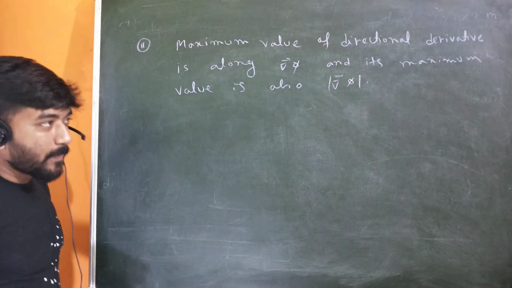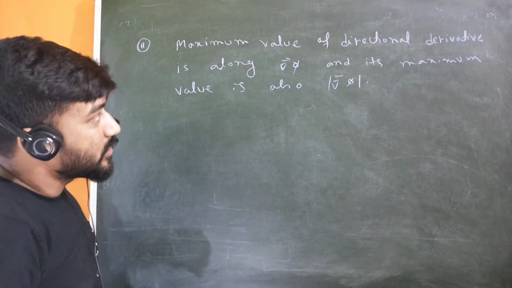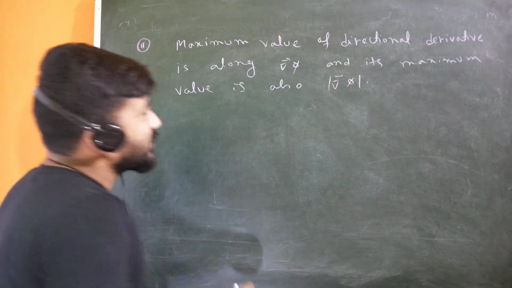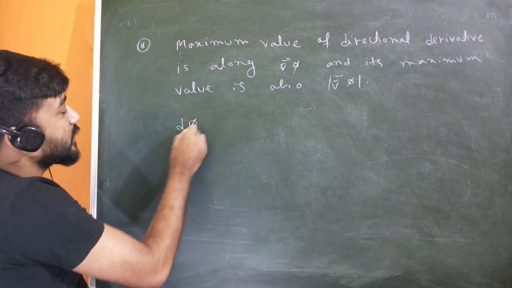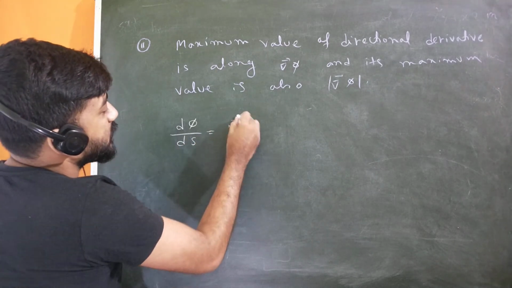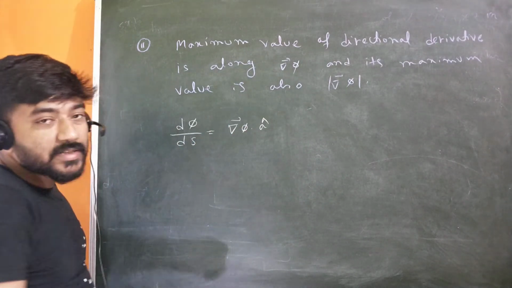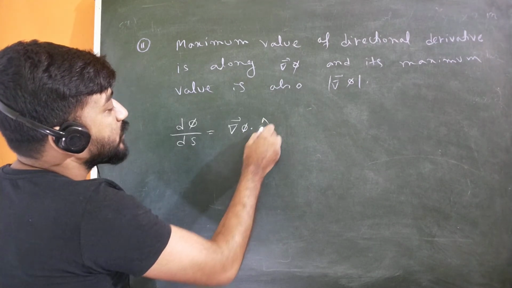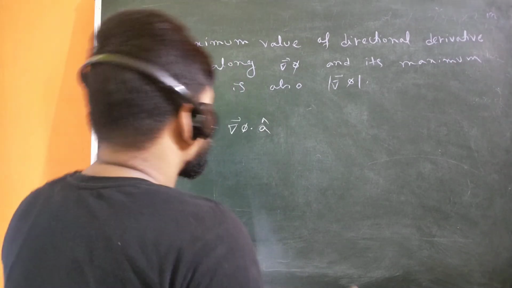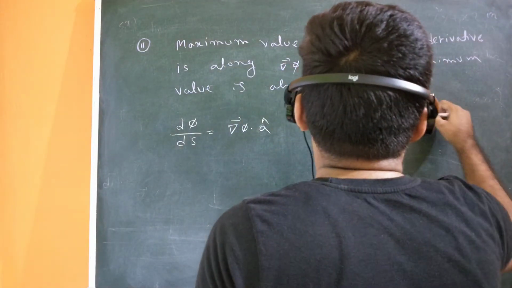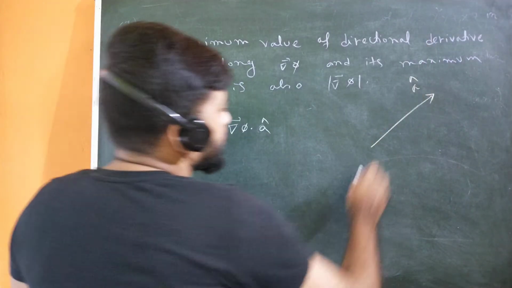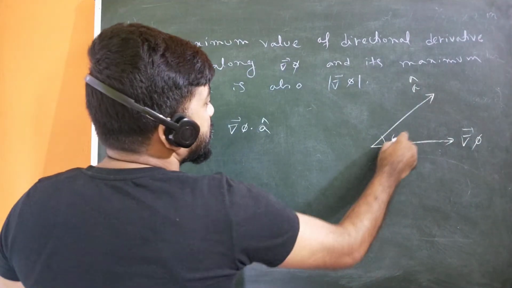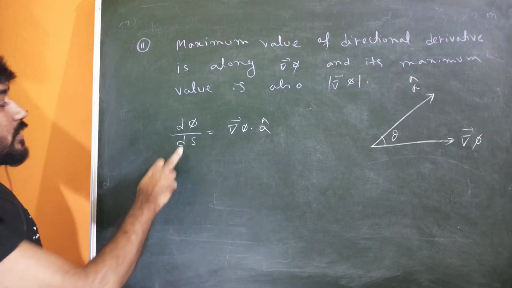So let me understand why the directional derivative is maximum along grad phi. The directional derivative d phi upon ds is defined as grad phi dot a cap. So a cap is just a unit vector, or I have probably written it as u cap. It doesn't matter, you can write it as u cap or a cap. So let me define the direction. A cap is along this direction, and suppose grad phi is along this direction. Let me suppose that this angle is theta. So this is the directional derivative, grad phi dot a cap.